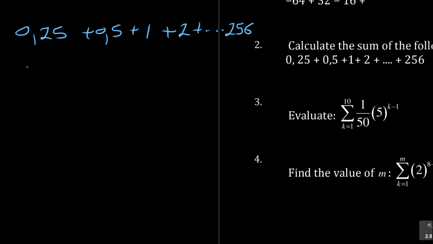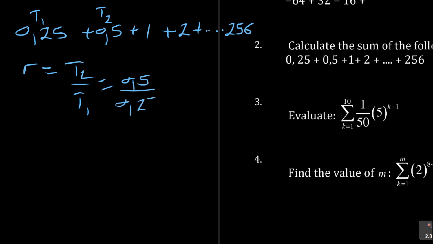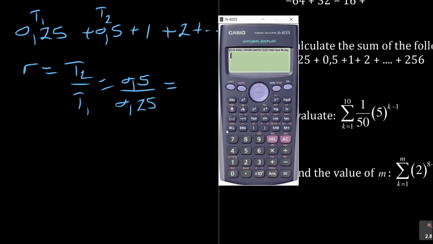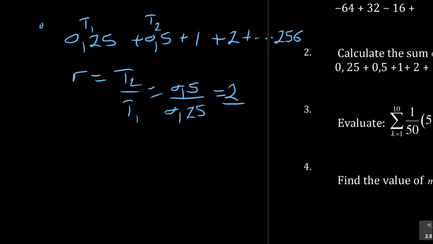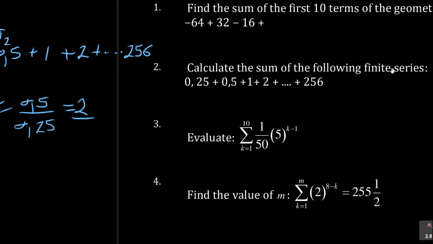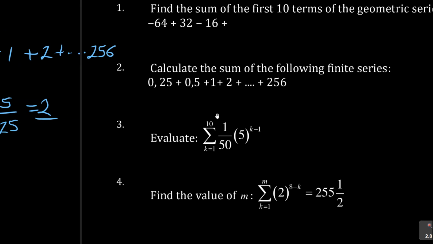Now when they're giving us this, I told you find the common ratio, T1, T2. So you're saying T2 over T1, which is 0,5 over 0,25. Now find the common ratio so that it's easier for you. 0,5 over 0,25. What is it? 2. The common ratio is 2. And then what is 0,25? It's your T1. This is also your A, right? And then in here they say calculate the sum of the following finite series. You see, plus 256. They gave you that.